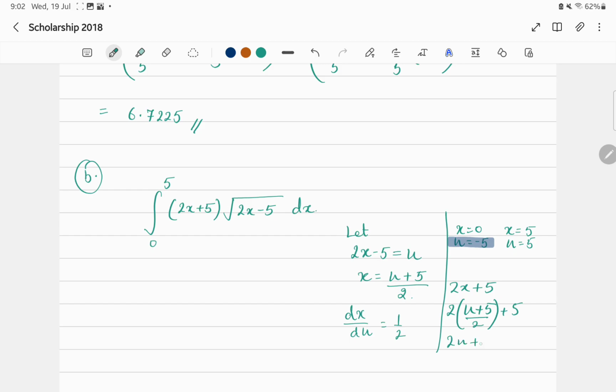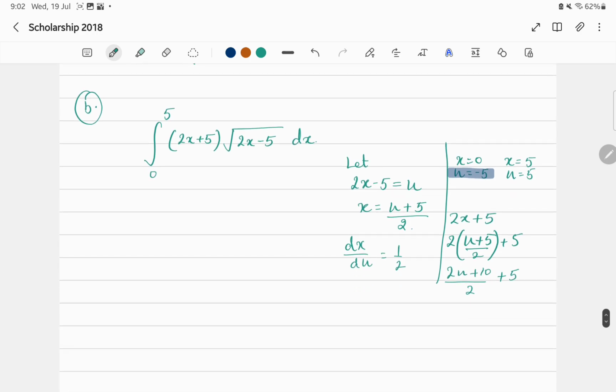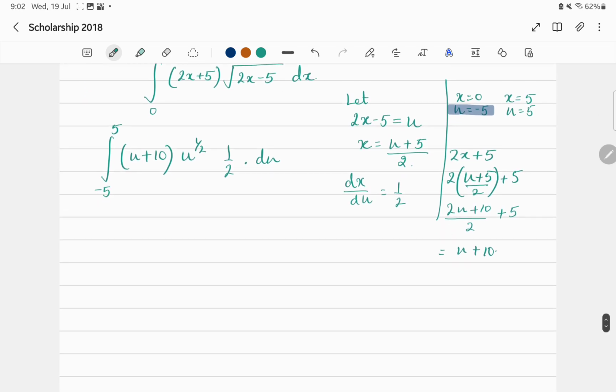While we are solving this, we need to keep our minds open to find where we can get stuck or where it's just not making sense. So that's going to be u plus 10. Now when we are converting, we have minus 5 to 5, u plus 10, u to the power of half, then again we will have dx over du times du. Here, this value is half.